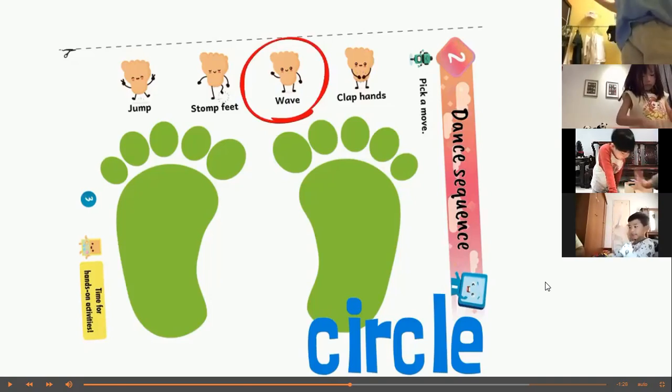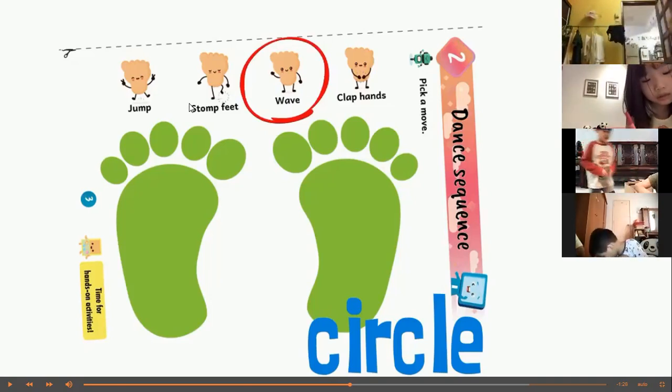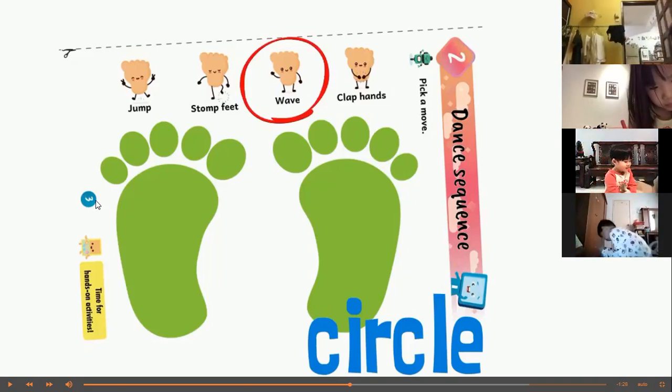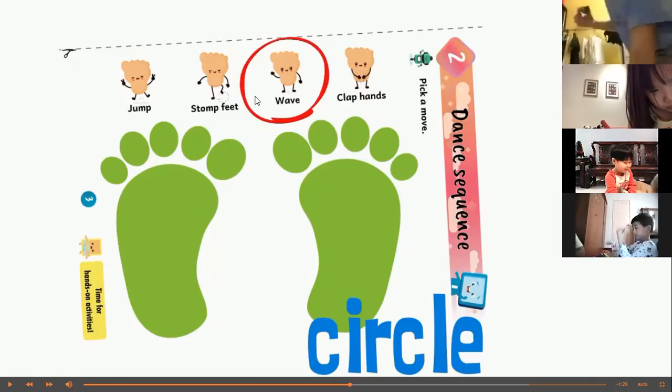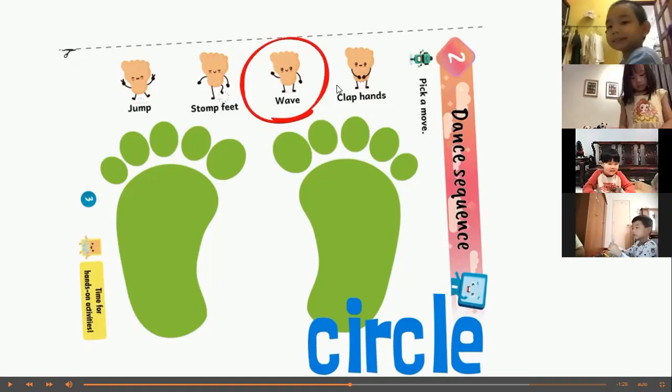Let's wait for our other friends as well. Ready. Right, let me repeat again. You have four steps here on page 3 from your coding book. You are going to choose either one of the steps from here. It's either jump, stomp feet, wave. Things we need to take up from here.